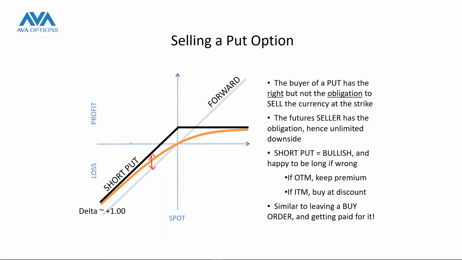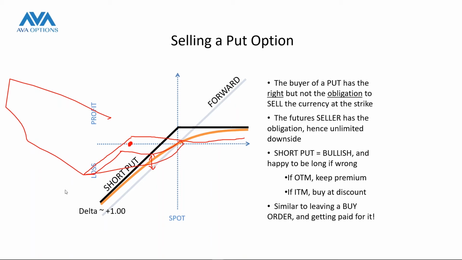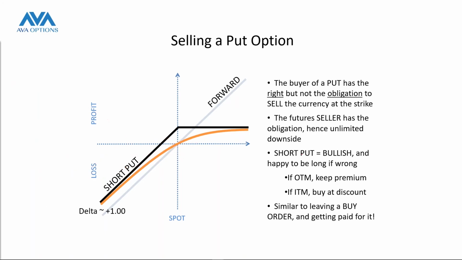So for example, you might be interested in buying Eurodollar at 112, so you sell a put with a strike at 112, and if the market gets to 112, you'll earn that premium. Erase the ink. I'm going to show that to you on a different slide.